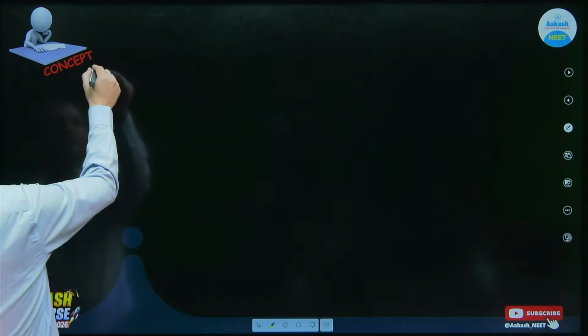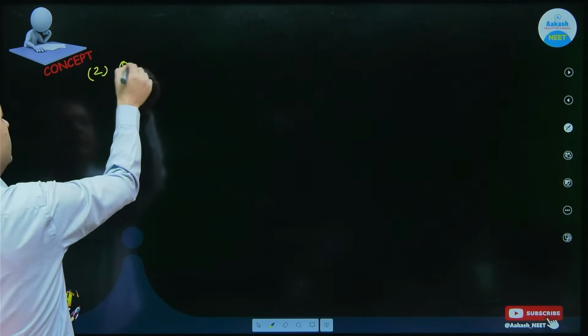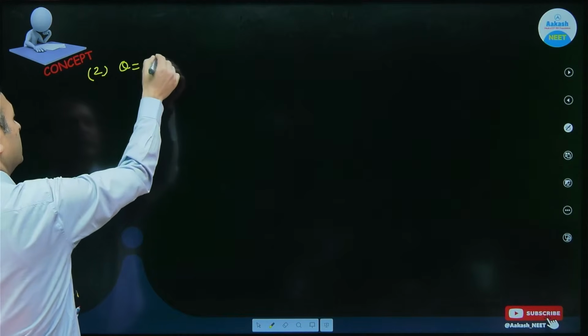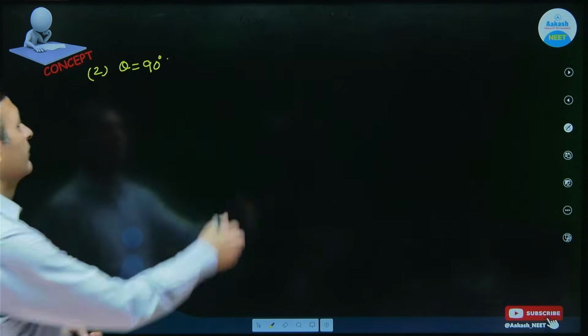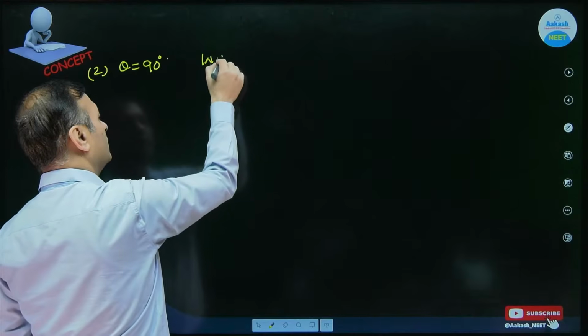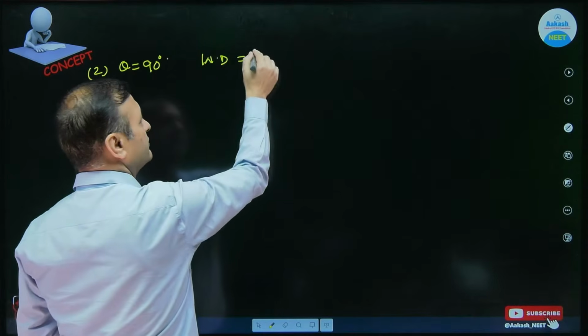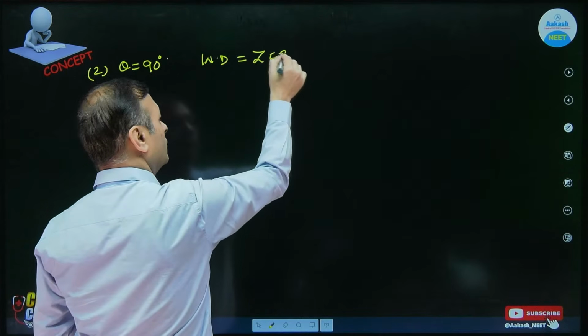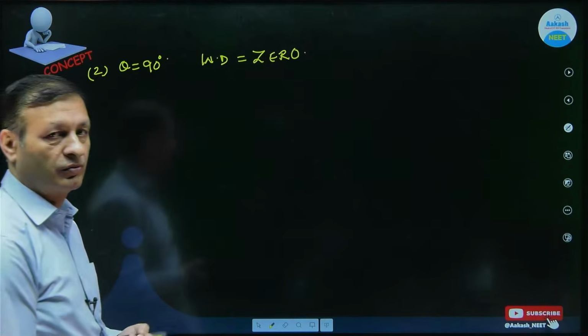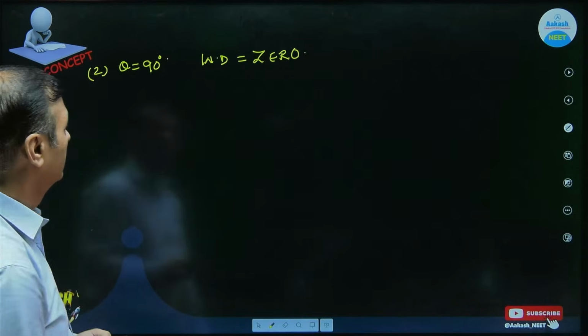Then we have, if theta is 90 degree, then work done is 0. So let's take a few examples.